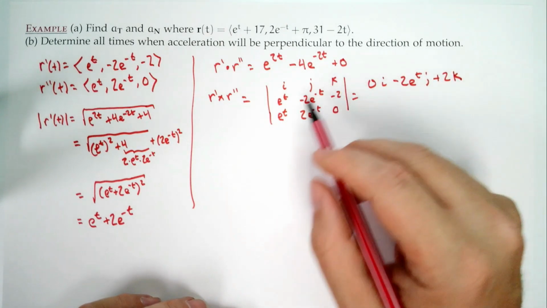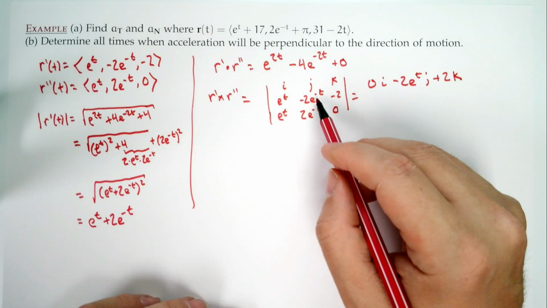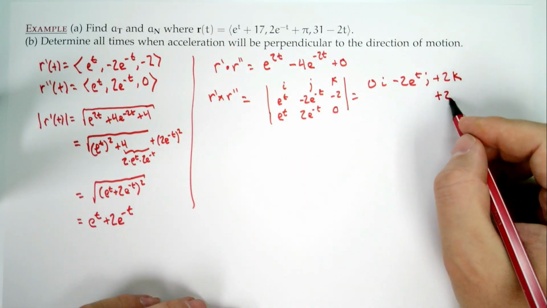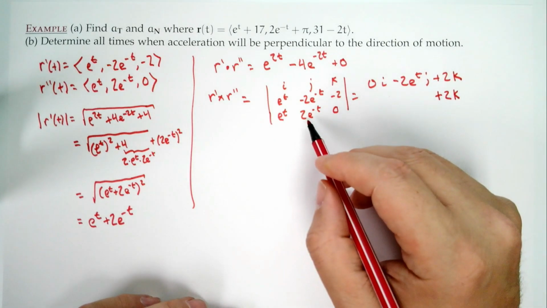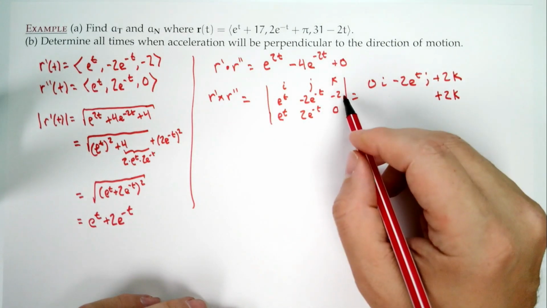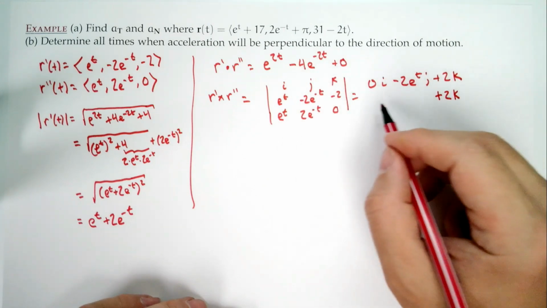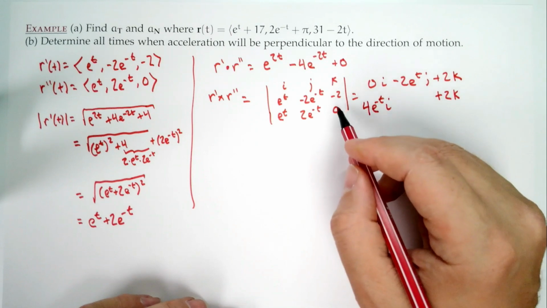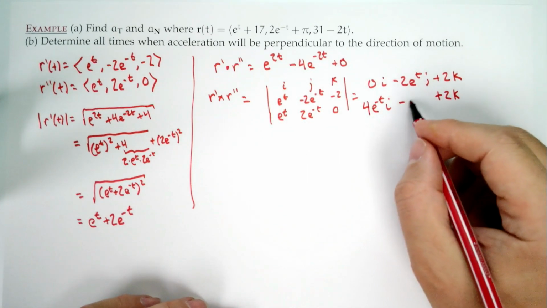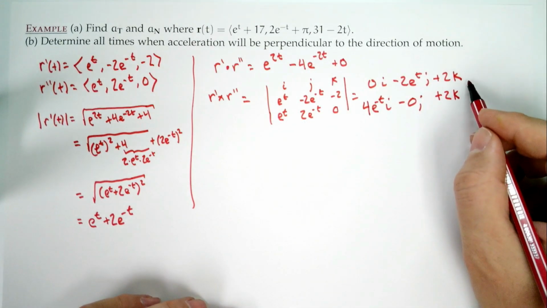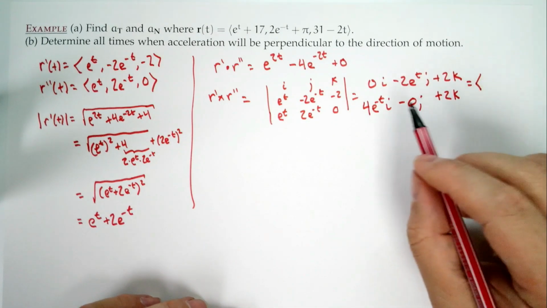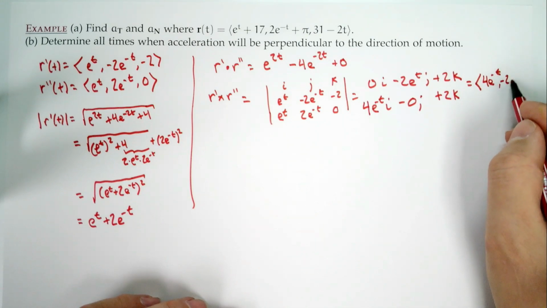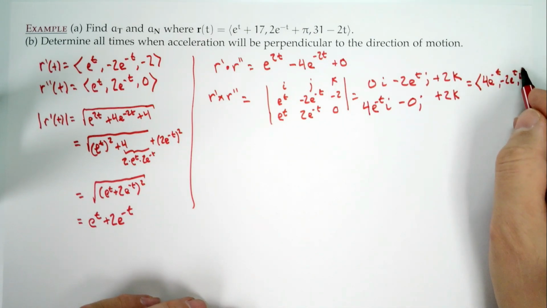Now, going the other direction, e to the t, e to the minus t cancel, there's a minus 2, but because we're going this way, minus minus 2 makes plus 2. 2e to the minus 2 times minus 2 is negative 4e to the negative t. In the i direction, we're subtracting that, so it becomes 4e to the negative t. And we have 0 e to the t j, so that's 0 in the j direction. Which means that the cross product produces 4e to the negative t minus 2e to the t and 4.